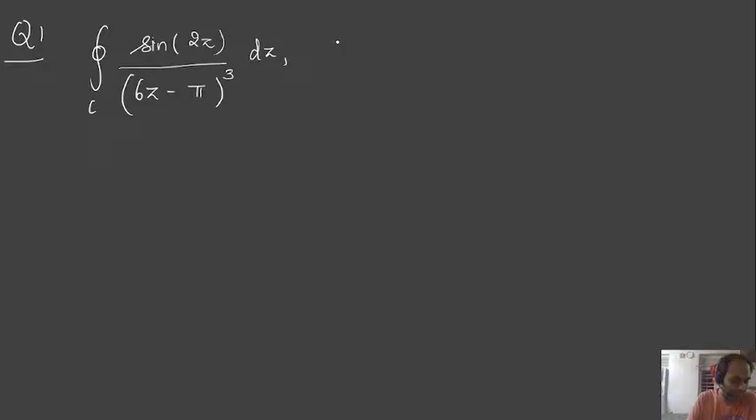Yeah, we'll do this example. Integral of sine 2z divided by (6z minus pi) cubed dz. We had done a similar one, but now there is a power 3 over here. Then what to do in such a case? Where C is the circle |z| equal to 3. Okay, so how to handle this example?